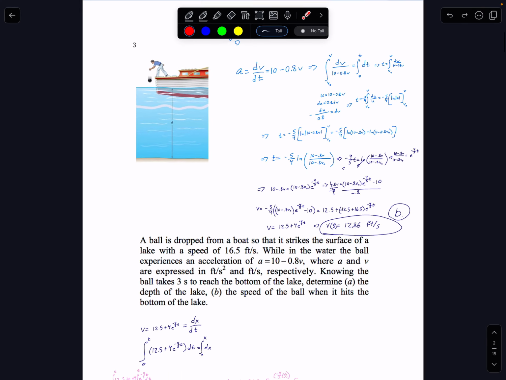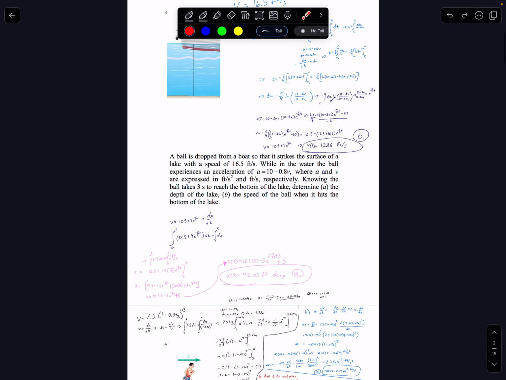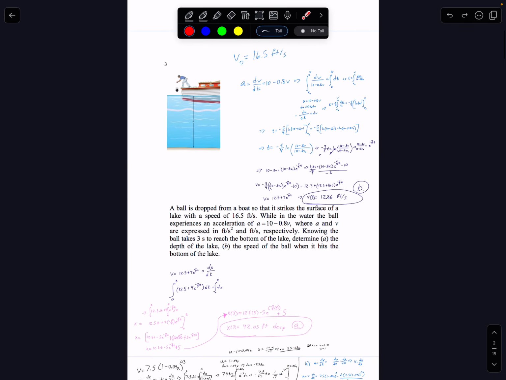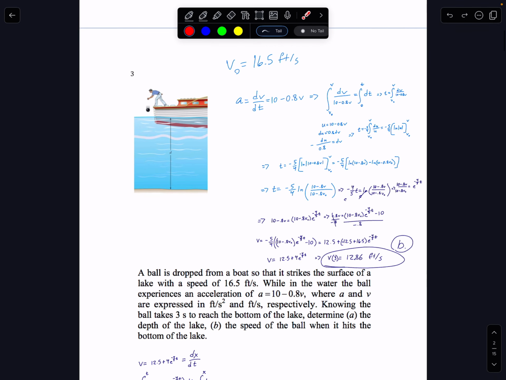And then here we have those balls dropped from a boat, so it strikes the surface. Initial velocity 16.5 feet per second. We have our acceleration equation, and we know it takes 3 seconds to reach the bottom.